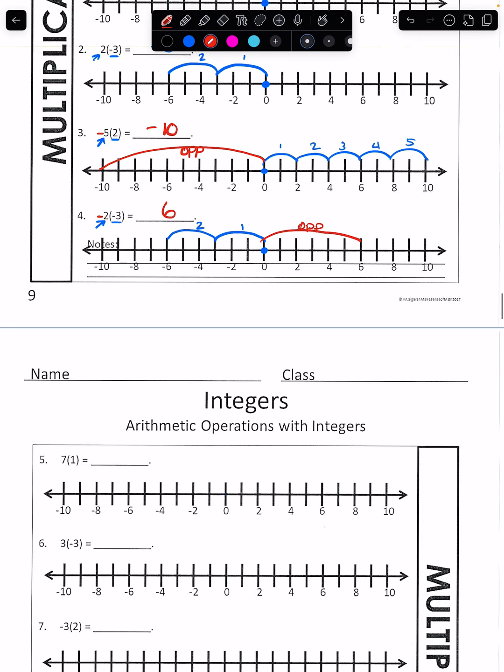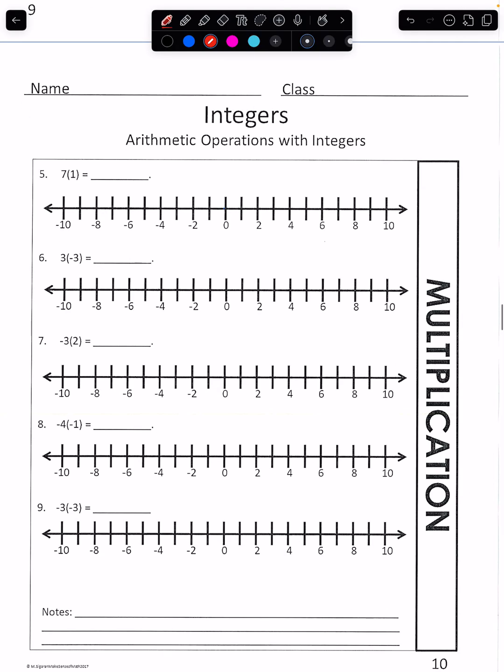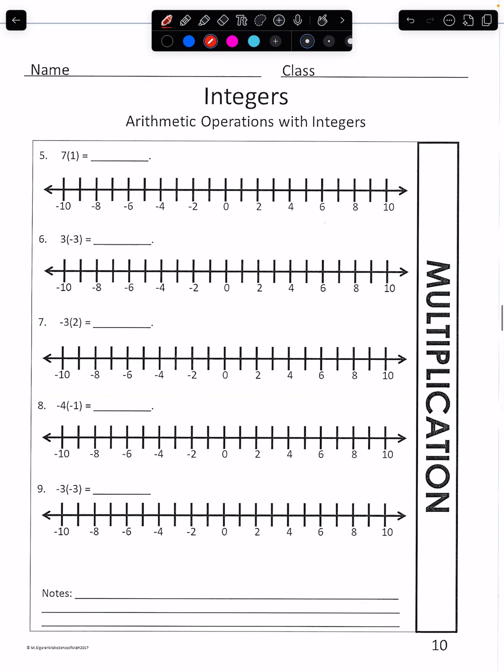All right, if you flip the page, we're going to go on to number 5 on the other side. 5 says I got 1 person in my group, so I got 1. I got to do that 7 times. 1, 2, 3, 4, 5, 6, 7, and if I had to label this, I should end up at 7 right here.